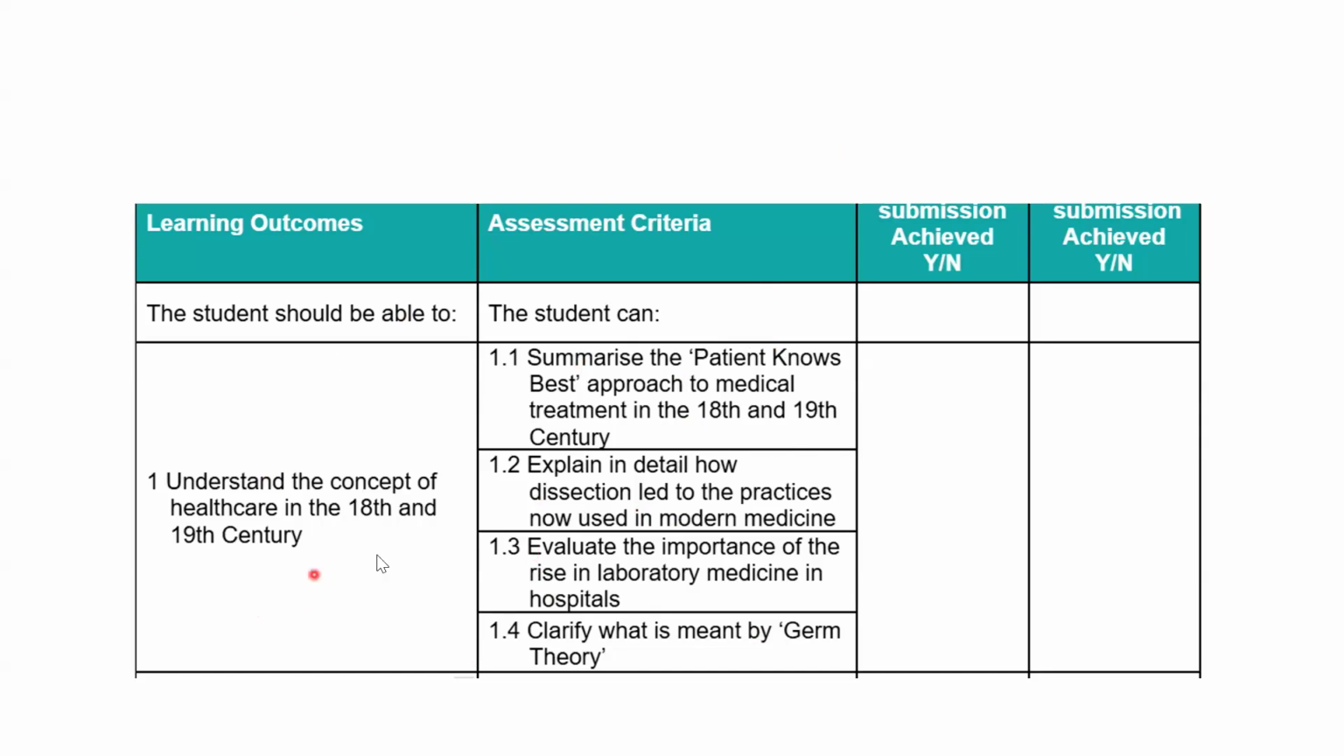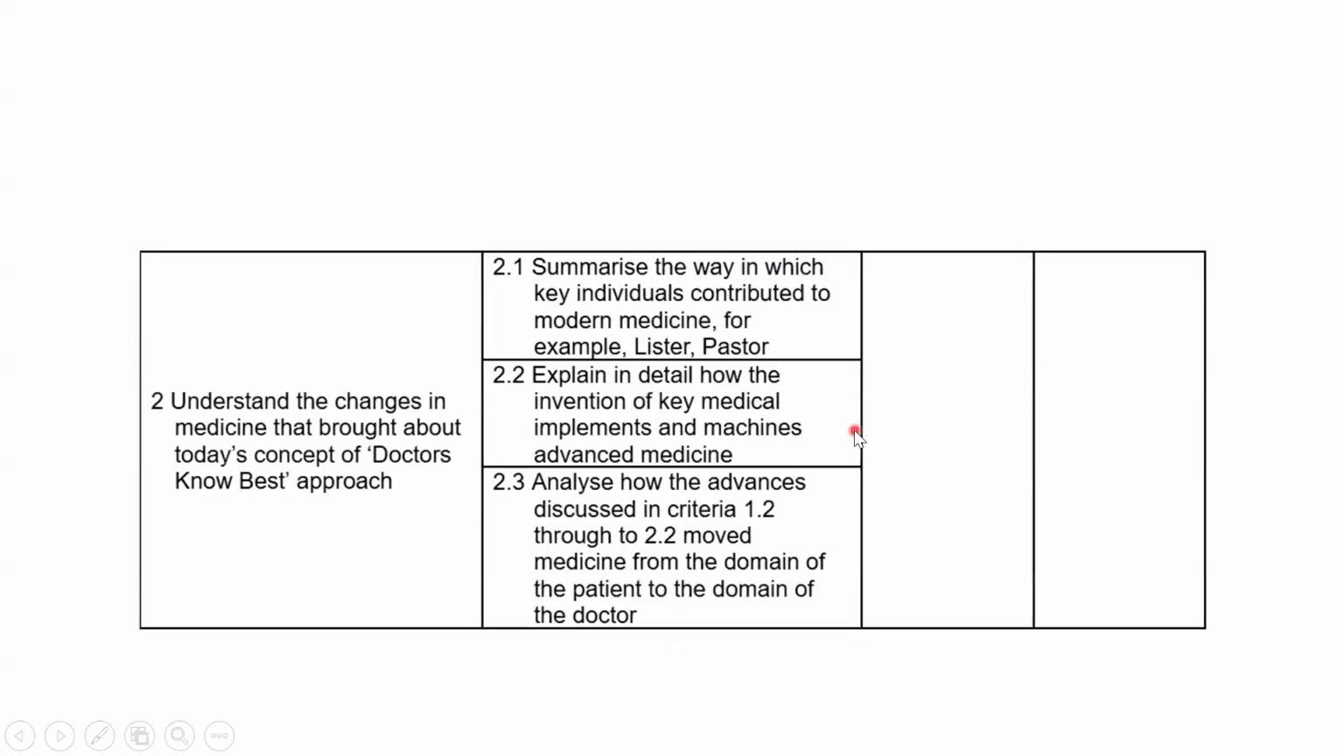The first learning outcome was to understand the concept of healthcare in the 18th and 19th century. Here we summarized the patient-knows-best approach to medical treatment in the 18th and 19th century. We explained in detail how dissection led to the practices now used in modern medicine. We evaluated the importance of the rise in laboratory medicine in hospitals, and we clarified what is meant by germ theory. Then we'll see whether these criteria were achieved in the submissions or not.